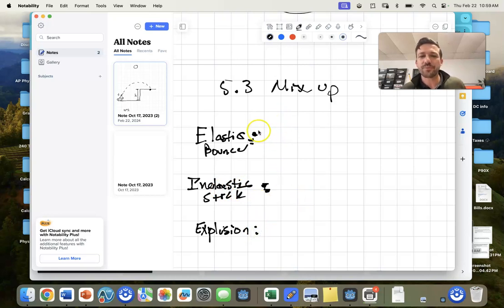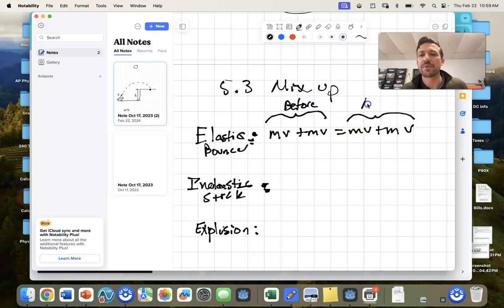Okay, so elastic. If they bounce, remember that is mv plus mv equals mv plus mv. And I'll come back and put all the subscripts in. Remember, the left-hand side always represents before the collision. Right-hand side always represents after the collision. Now let's do the inelastic. That means that they're separate from the start, but then they stick together afterwards and they have the same velocity.